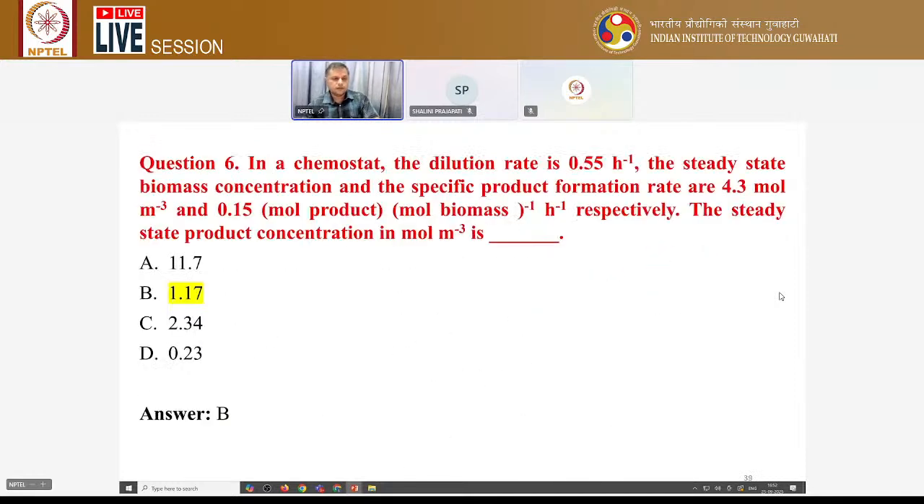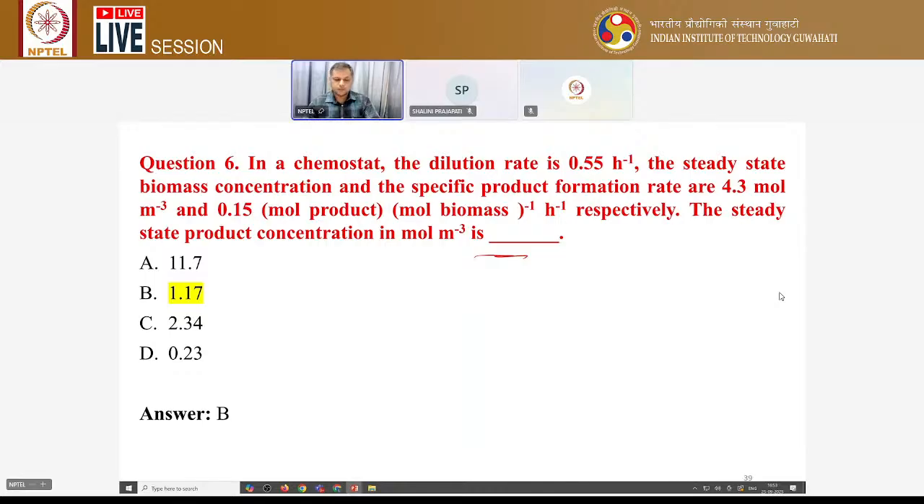So going ahead, question number 6. In a chemostat, the dilution rate is 0.55 hour inverse. The steady state biomass concentration and specific product formation rate are 4.3 mole per meter cube and 0.15 moles of product per mole of biomass per hour. I have to find the steady state product concentration in mole per meter cube.